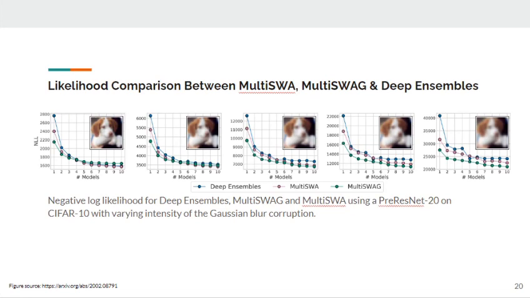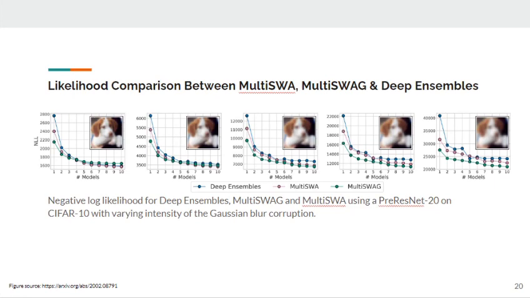Here we have a likelihood comparison between multi-SWA, MultiSwag, and deep ensembles, using a PreResNet-20 on CIFAR-10 with varying intensity of Gaussian blur corruption. In short, deep ensembles is a combination of two models to obtain a more powerful model. While the training time for MultiSwag is the same as for deep ensembles, at test time, MultiSwag is more expensive, as the corresponding ensembles consist of a large number of models.